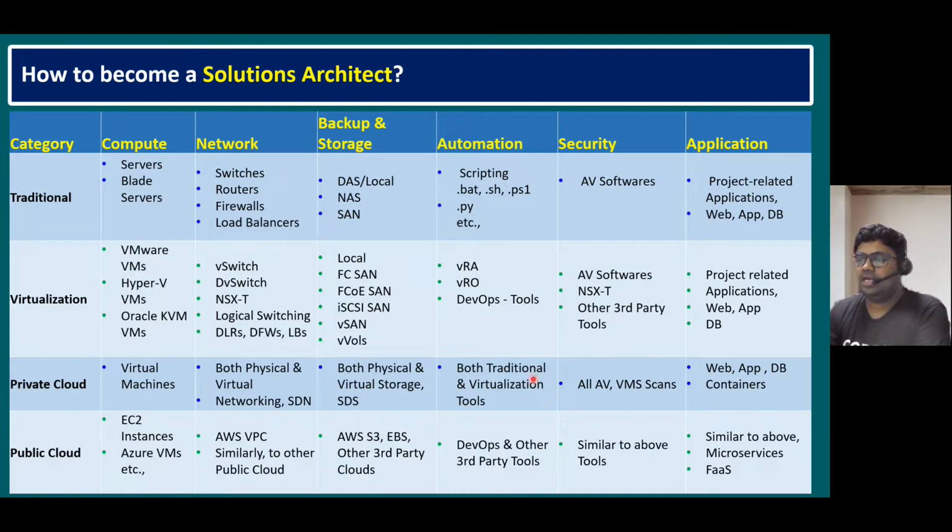Here I highlighted, based on our previous discussion, the traditional model: servers and blades, network devices, and backup and storage devices. Automation previously was a scripting model, but in the virtualization model, the scripting is updated with tools like vRealize Automation and vRO. Antivirus software is the general security in the traditional model, but in the latest model we use other software, and also NSX-T and some third-party tools for enhanced security.